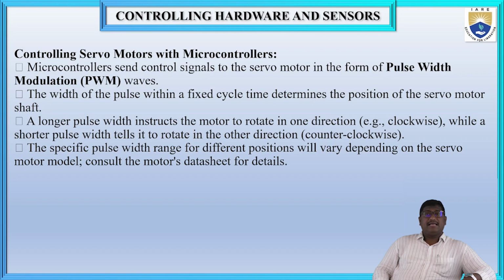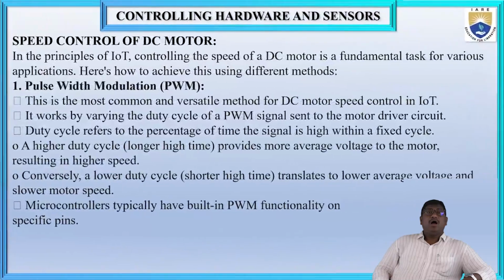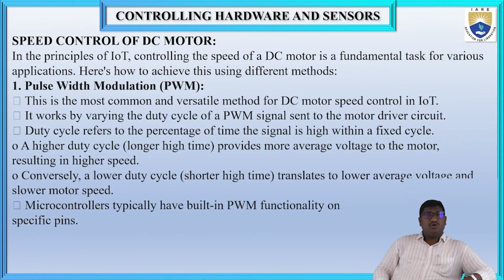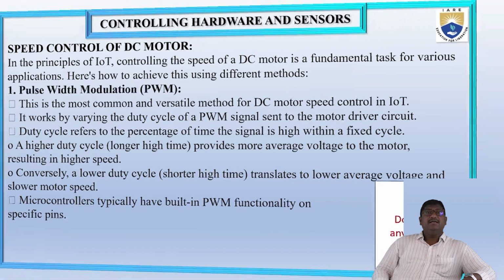A specific pulse is going to tell you about the signal, which is going to depend on the servo motor by connecting things. How is speed control of a DC motor done? Pulse width modulation is a very common, versatile control method. It works by varying the duty cycle: a higher duty cycle, conversely a lower duty cycle, and microcontrollers are also used here.